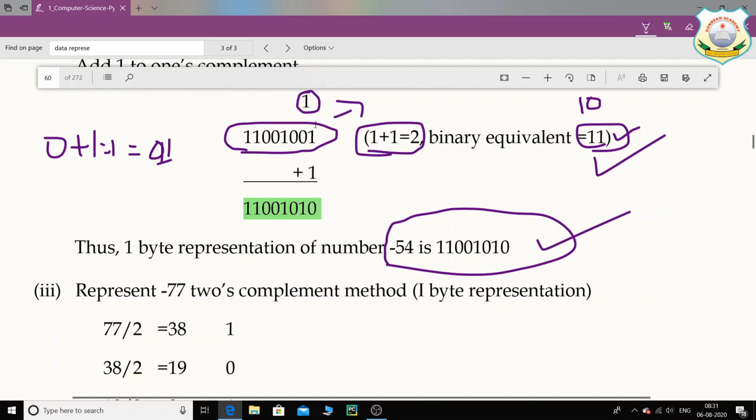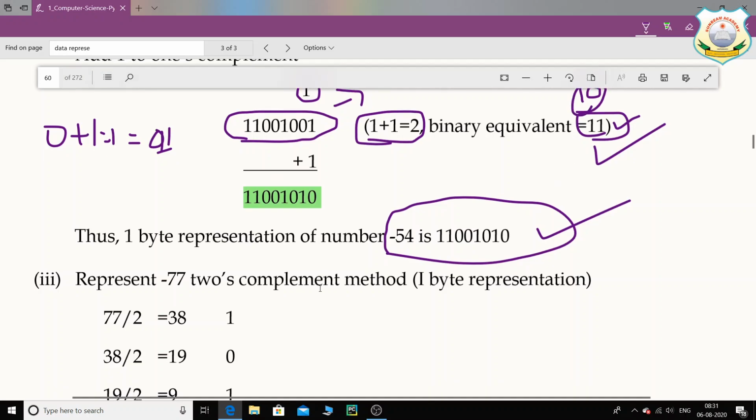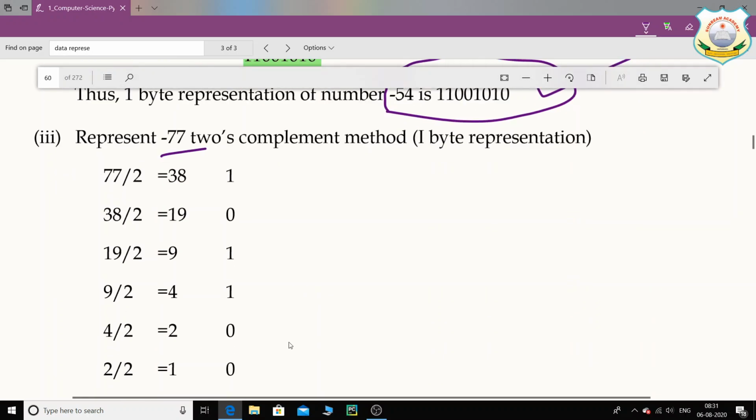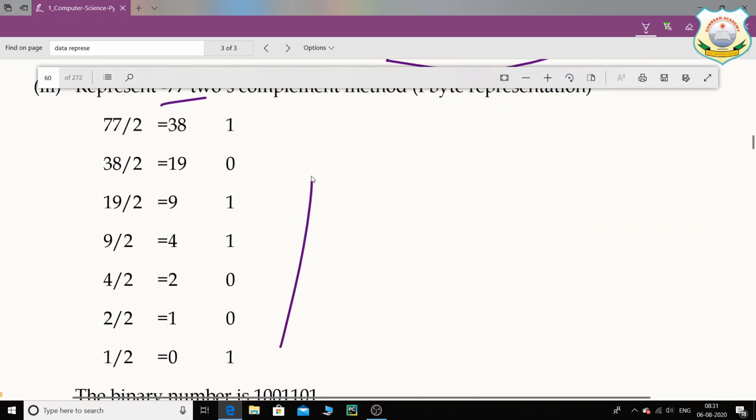Only 1. So if this is 0 and 1, take 1 straight away, right? 0 1 is 1, so you can straight away write 1, but here it is 1 1, so that is 2. So carry 1, take 0 down. Why? Because 2 is this 1 0. So they have done this with the bottom up approach.